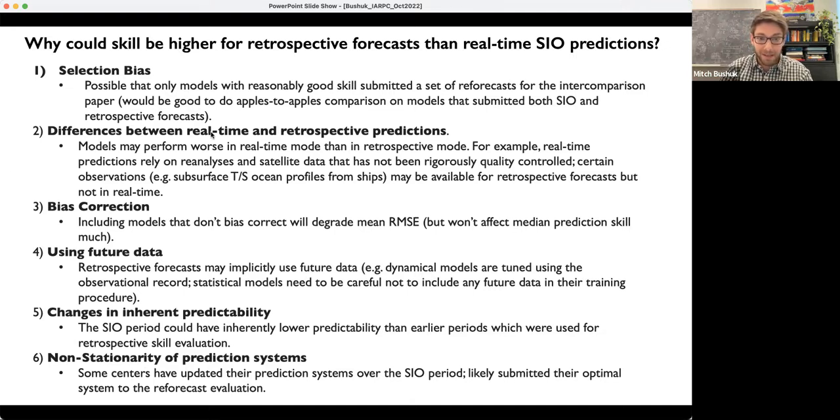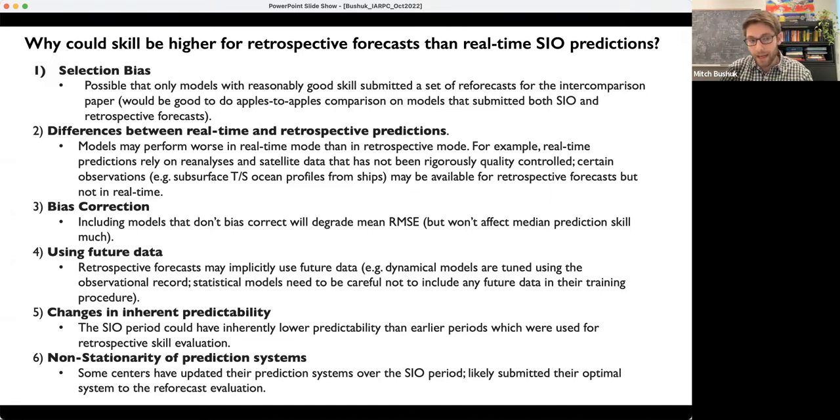There could be differences between doing predictions in real time versus retrospective, in terms of certain data not being available for near real-time predictions, or certain data sets maybe not being as rigorously quality controlled in real time. So it may be that real-time prediction is just inherently more difficult than doing these retrospective forecasts.